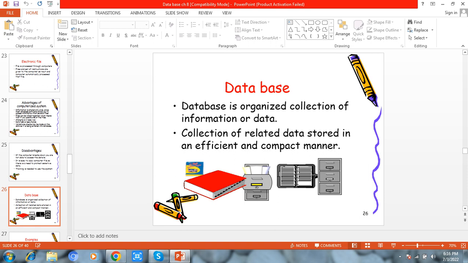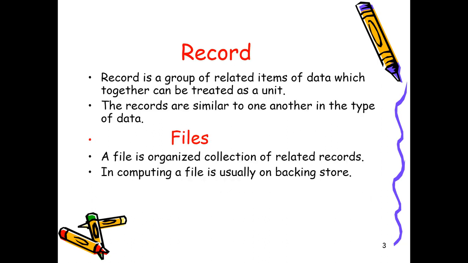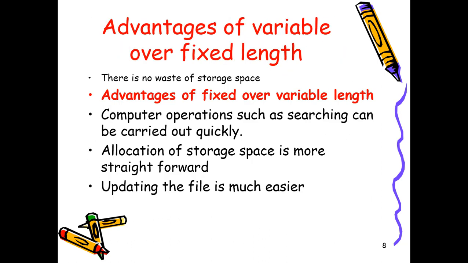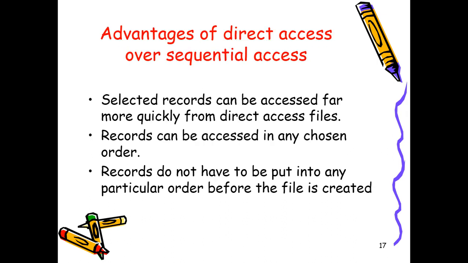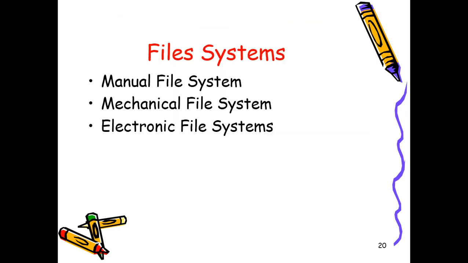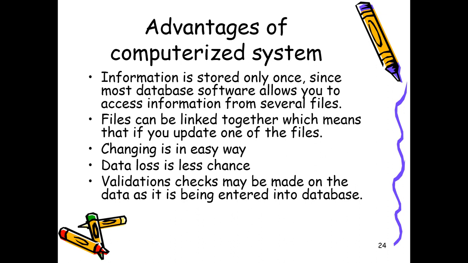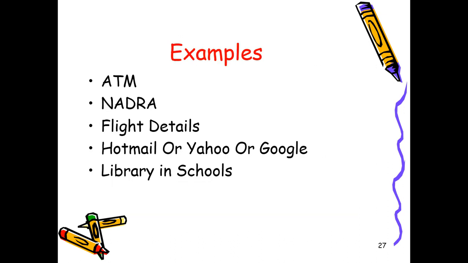Examples of that: ATM, NADRA, and in many countries the national ID card is computerized. Other examples: flight details, Hotmail or Yahoo and Google, and a library in a school. Types of database: centralized database and distributed database.